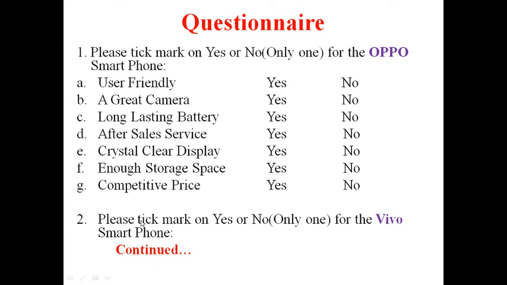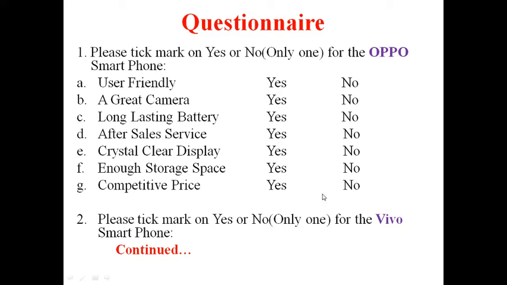Similarly for the second brand, that is Vivo, and similarly the third brand and the fourth brand. We have to put these questionnaires either in a Google form, or you can give a hard copy to the customers or respondents and collect the responses. Once you collect the responses, you have to count them.